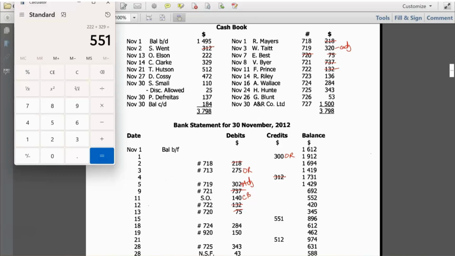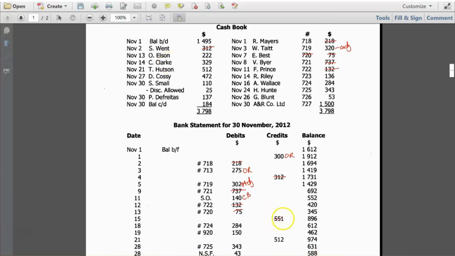Again, it's only deposits and unpresented checks that we are looking for right now to update our opening reconciliation. So moving on, let's cross off that 551 from the statement and the 222 and 329 from our cash book, because those two total that amount. The next transaction is check 724 for $284. We do have that in our cash book, so we can cross it off our bank statement.